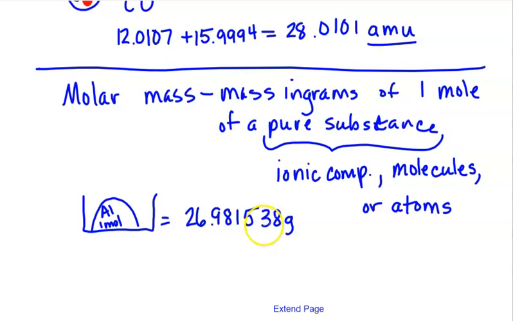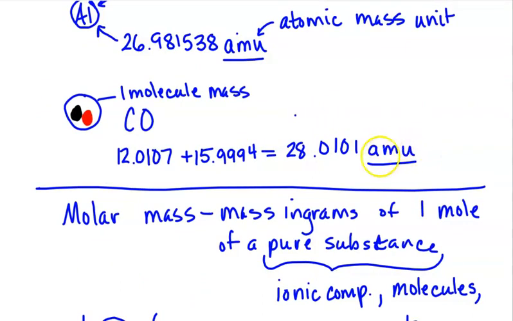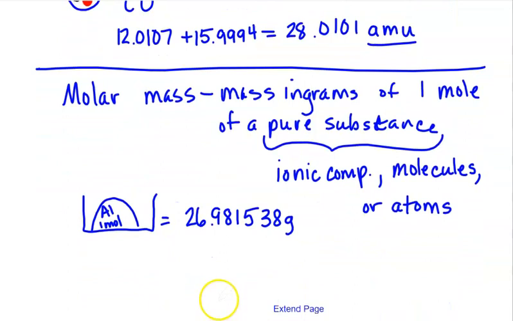So you're doing the same exact thing, but when you're looking for formula mass, because that's the mass of a formula or the mass of an atom, you put AMU. Everything else is molar mass, grams. Okay, so then 1 mole of CO, what do you think that would be?